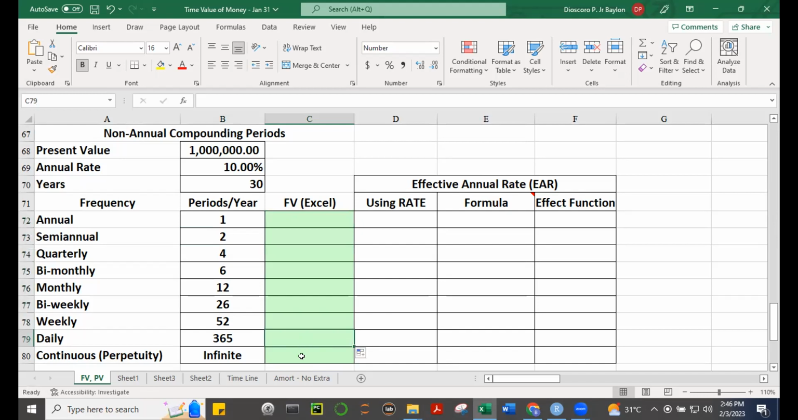Do not do yet infinite. I'm going to explain that separately. And then let's see which indeed is better between annual compounding, semi-annual, bi-weekly, weekly, even daily compounding. Okay, I'm going to pause the recording first, and then I'll give you maybe 2 to 5 minutes.